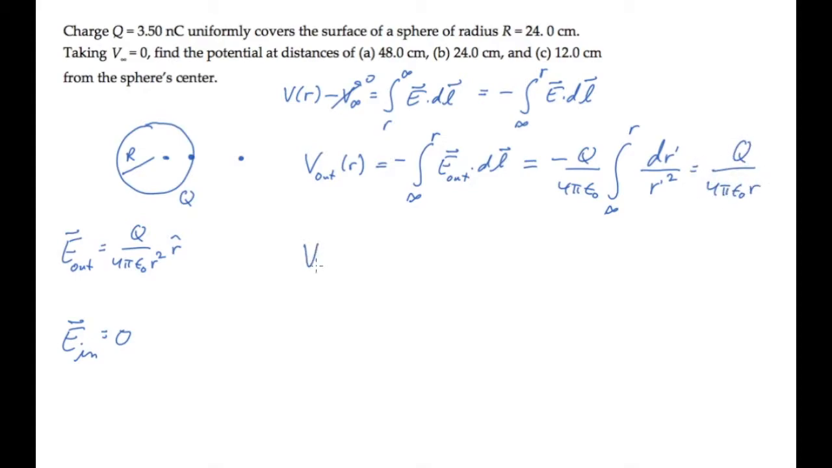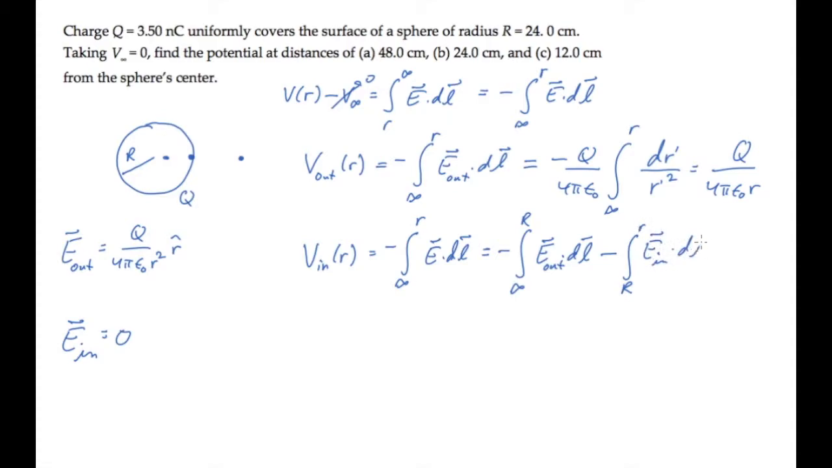The potential inside the sphere is minus this integral, evaluated from infinity to a point inside the sphere. This electric field changes as we cross the boundary from outside to inside, so we need to break the integral up into two, one having the electric field expression outside, and the other with the electric field expression inside. The second integral we know is 0 because there's no electric field inside.